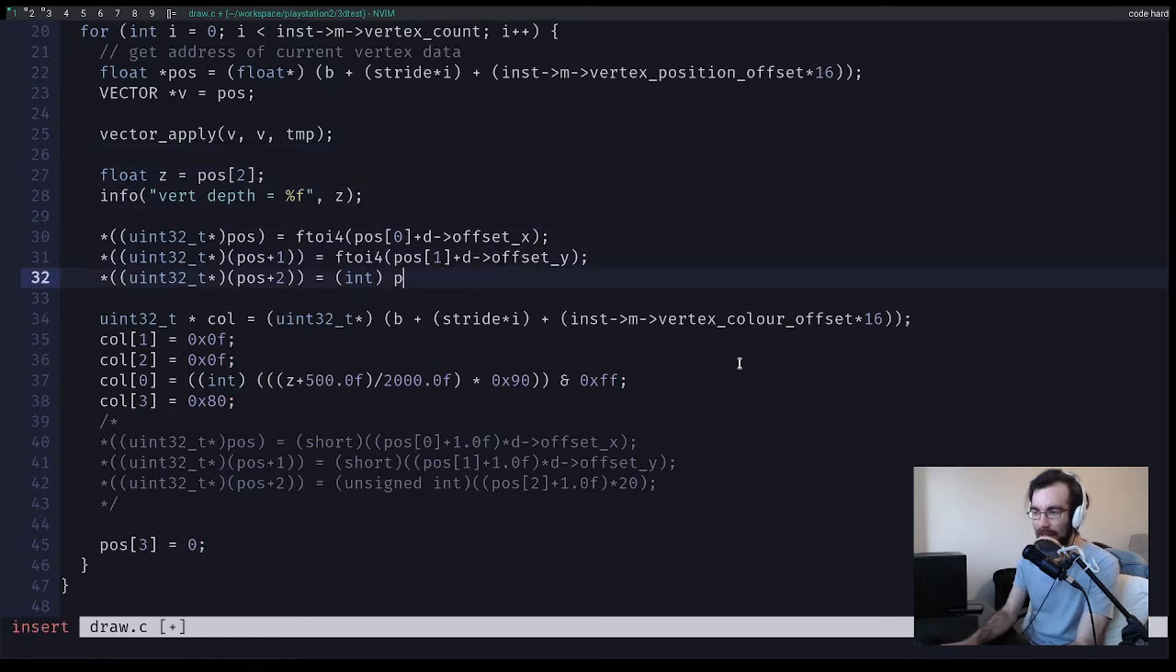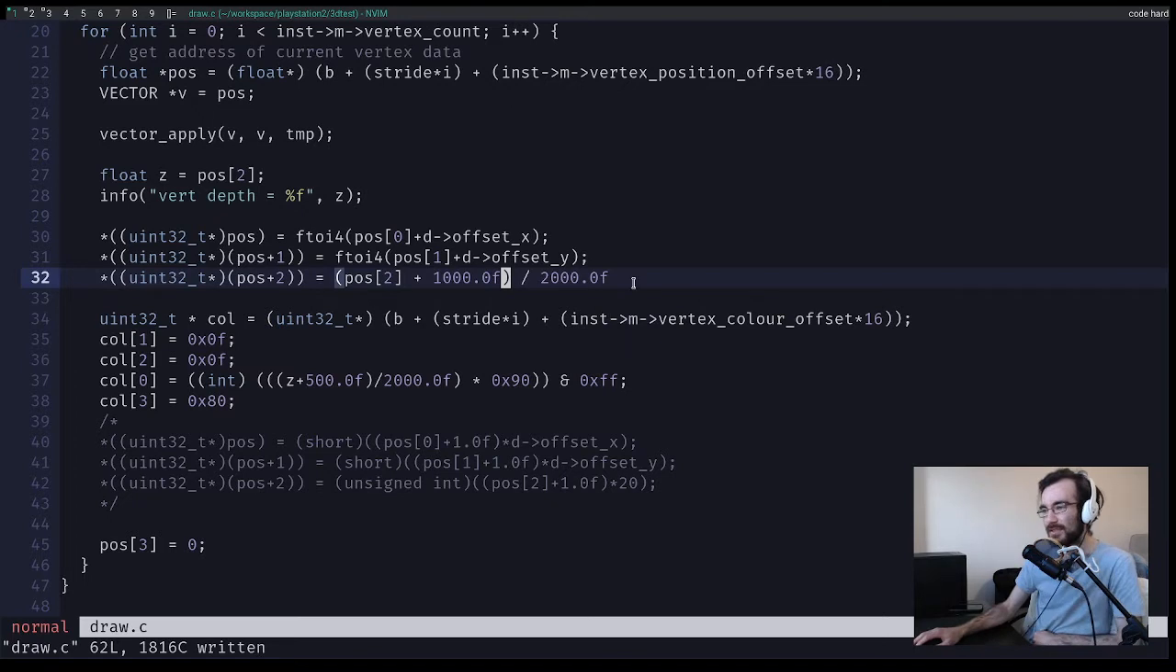So if it's negative 1,000 to 1,000, we want to say pos 2 plus 1,000 divided by 2,000.0f. We need some brackets. So this should give us a number in the range of 0 to 1, which is good. And then we want to multiply that by some magical constant, so let's call it Z max times this. And we'll put an int out the front.